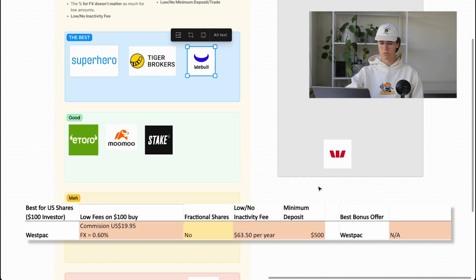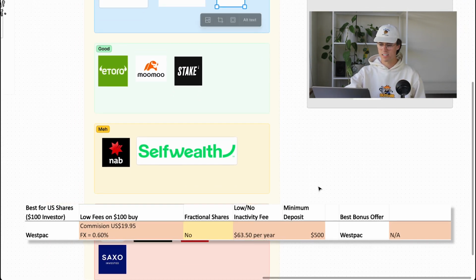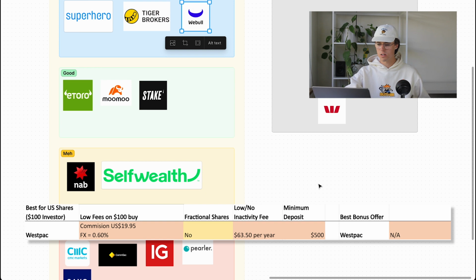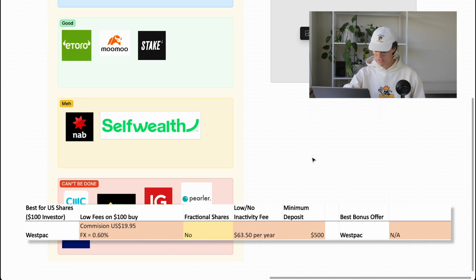Now, the last of the big four, or it's only big three because ANZ doesn't have a trading platform anymore, is Westpac. Westpac, unfortunately, like the other big banks, their fees are just too high. Westpac, funny thing to note when I was researching this, has an inactivity fee of $63 a year. So if you could get around the minimum deposit of $500 as well, they also don't offer fractional shares.